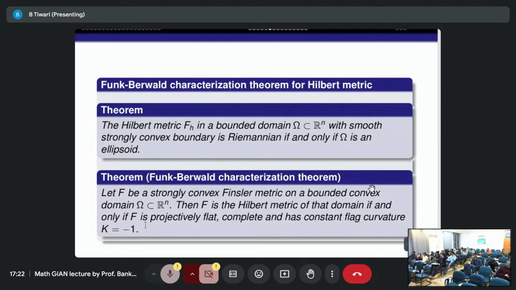So, I will give the proper reference for this. In fact, it appeared in a book by Professors Papadopoulos and Troyanov. So, I will show it in the references. All these theorems are proved there. Those who are interested can go through it.